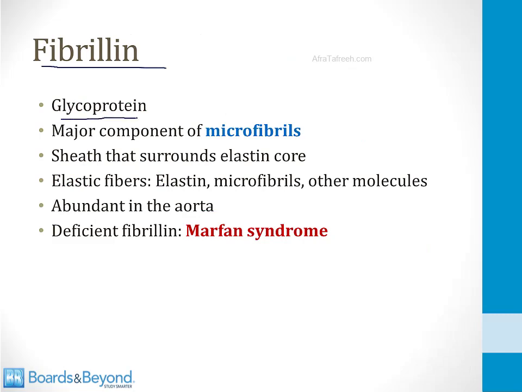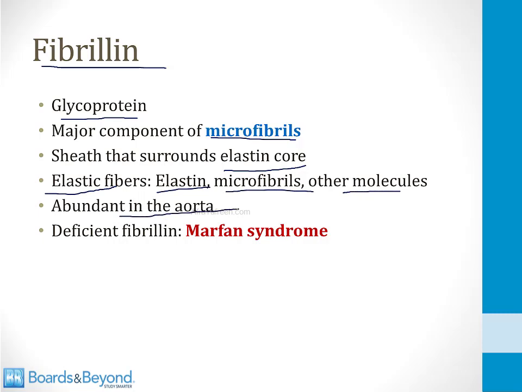Fibrillin is a glycoprotein and it is the major component of microfibrils. Microfibrils are a sheath that surrounds an elastin core and they are a major component of elastic fibers. Elastic fibers are made up of elastin surrounded by microfibrils and some other molecules. And they are abundant in the aorta.